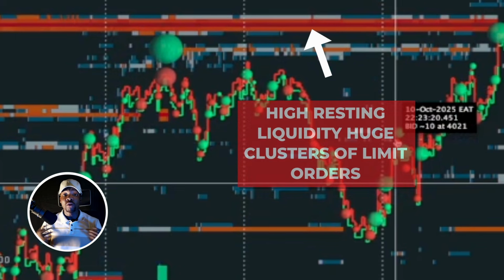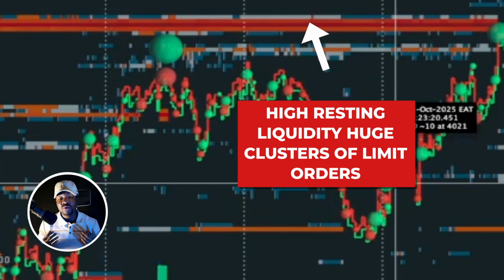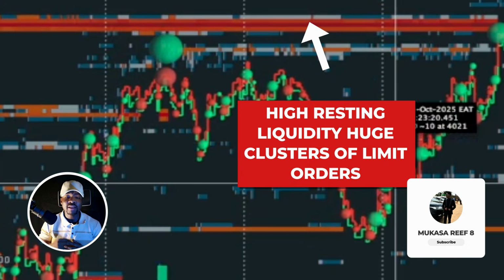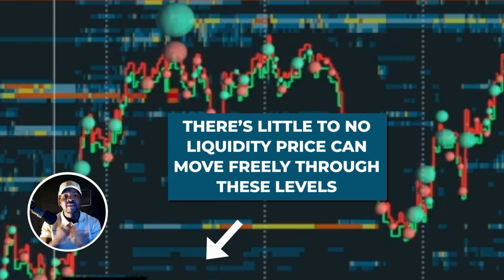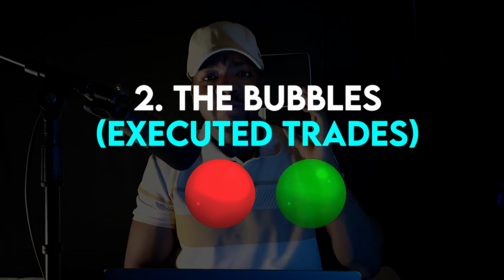So in short, red and orange walls mean strong support or resistance, and the black walls or dull colors are just like air where price can move through fast. So number 2 are the bubbles.